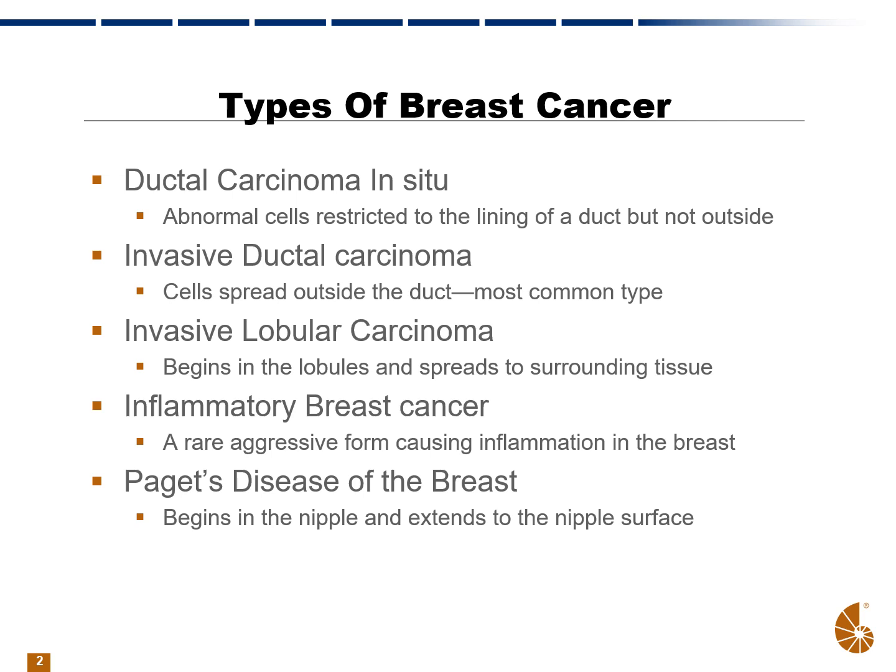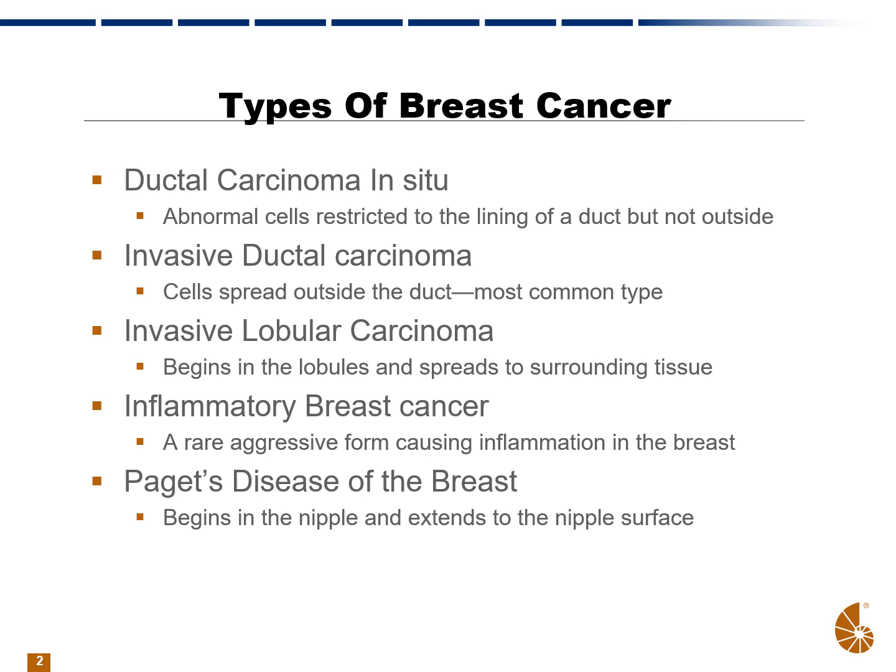So ductal carcinoma in situ is a group of abnormal cells restricted to the lining of a duct in the breast, but has not moved outside of that duct. So the lining of the duct has prevented invasion into the surrounding tissue. However, invasive ductal carcinoma shows that cells have spread outside of the duct, and this is the most common type of breast cancer that we see.